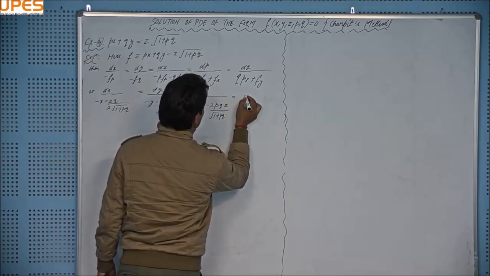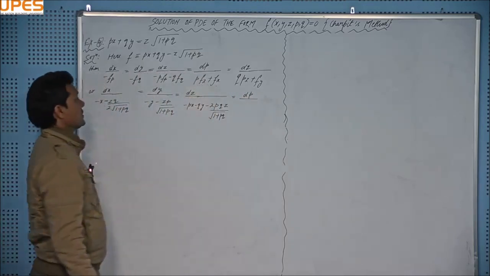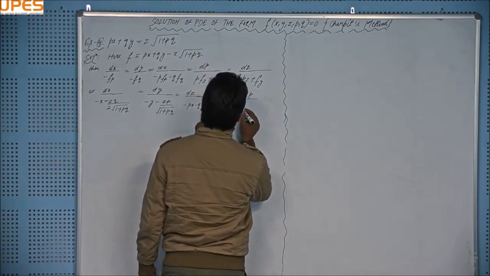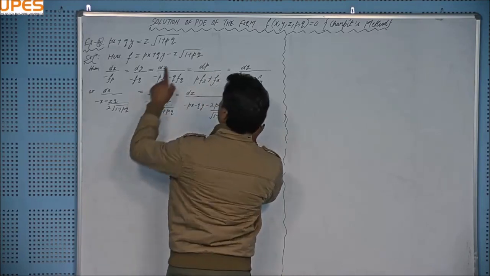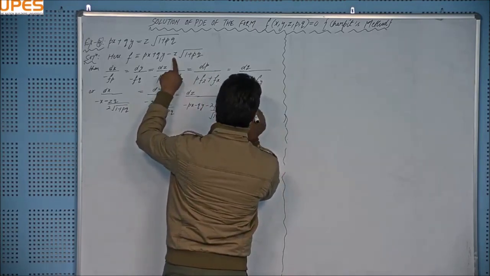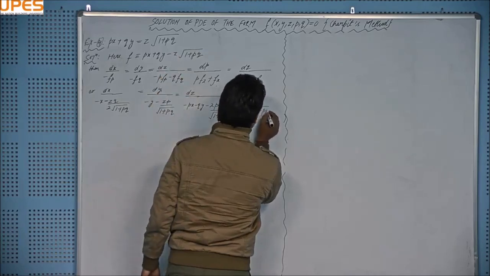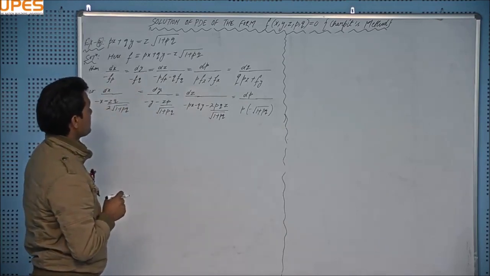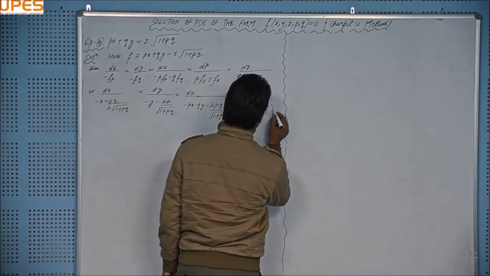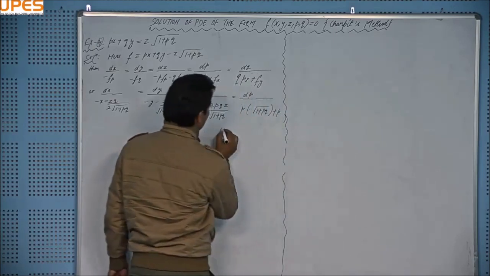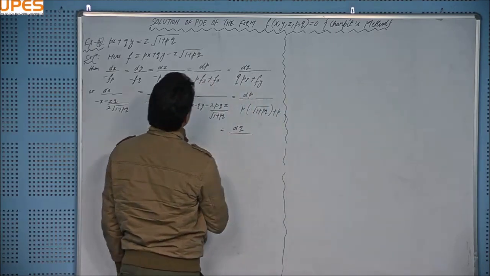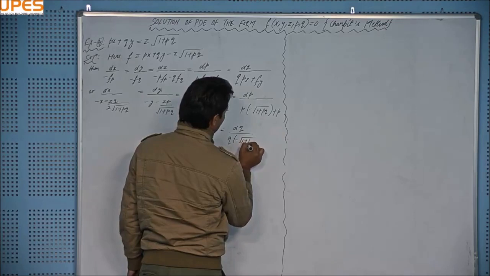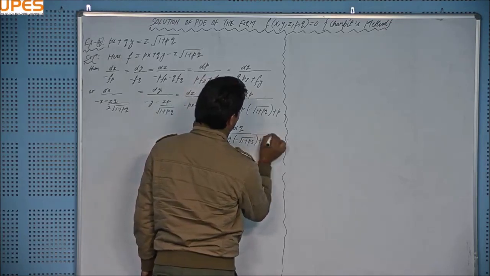Okay, then let me write dp over, focus on this term, p times fz. Differentiating it with respect to z will give me minus under root 1 plus pq, p times fz, and then plus fx, differentiating with respect to x will give me plus p. Similarly dq over q times fz, that is again minus under root 1 plus pq, and plus q, fy.